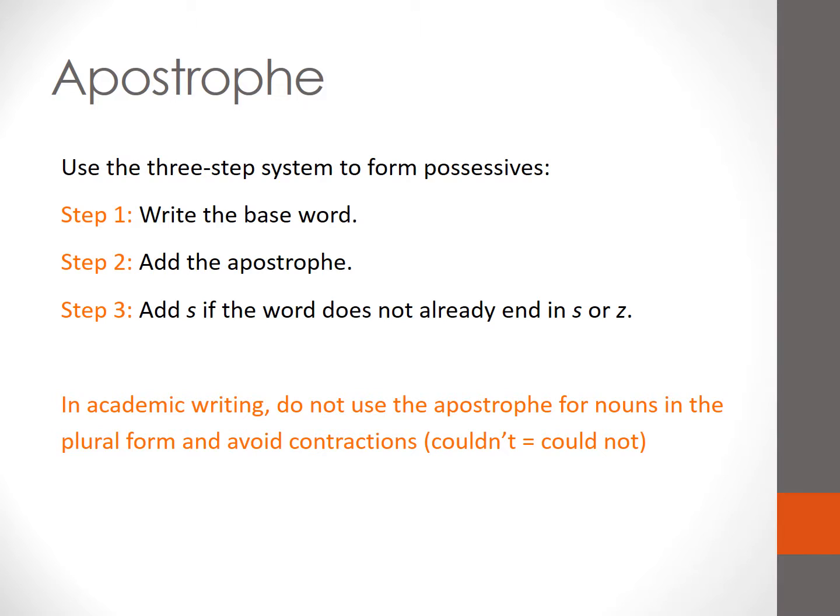When you're using the apostrophe in academic writing, do not use the apostrophe for nouns in the plural form and avoid contractions. For example, couldn't, you should write out could not. There's a simple three-step system that you can use to form possessives. Step 1 is to write the base word. Step 2, add the apostrophe. And step 3, add s if the word does not already end in s or z.